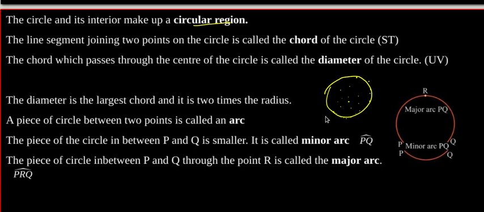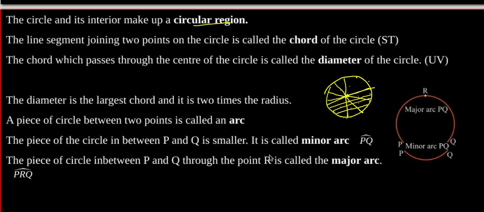The line segment joining two points on the circle is called a chord. If we join any two points on the circle, this is called a chord. So, we can draw an infinite number of chords. If the chord is passing through the center, that is the largest chord, and it is called the diameter of the circle. So, the diameter of the circle is the largest chord. We can draw an infinite number of diameters.